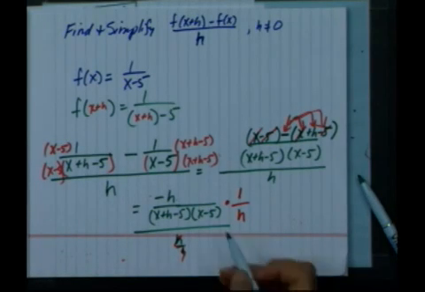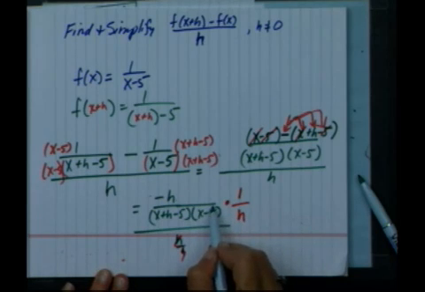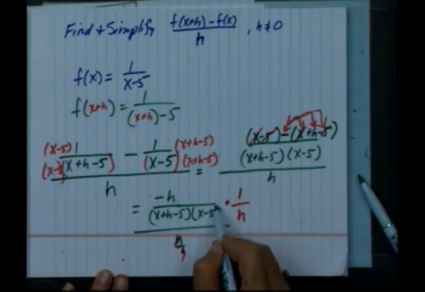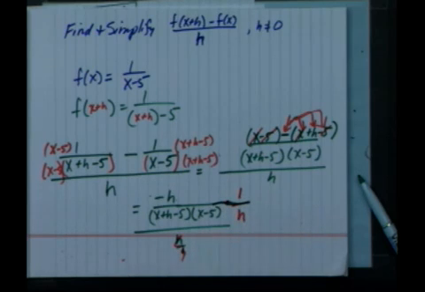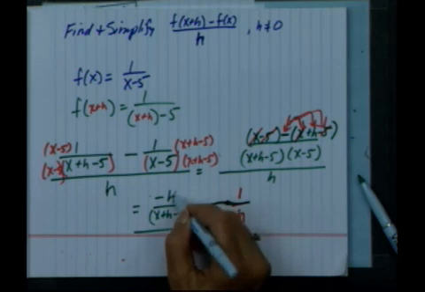Okay, so when you multiply fractions, remember you're multiplying numerators times denominators. So if you just want to extend this little line right through that dot there for multiplication. Okay, and now what do you know about h over h? They cancel. They divide out.